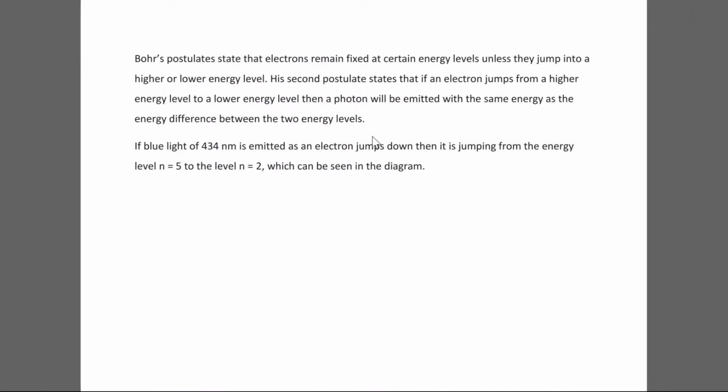So, Bohr's postulates state that the electrons remain at certain fixed energy levels unless they jump into a higher or lower energy level. That's his first postulate. His second postulate states that if an electron jumps from a higher energy level to a lower energy level, then a photon will be emitted with the same energy as the energy difference between the two energy levels. If blue light of 434 nanometers is emitted as an electron jumps down, then it is jumping from the energy level n equals 5 to the level n equals 2, which can be seen in the diagram. So I'll show you how we got to that.